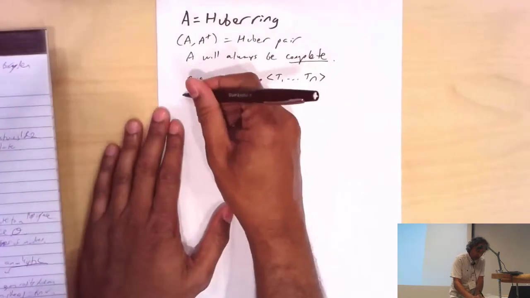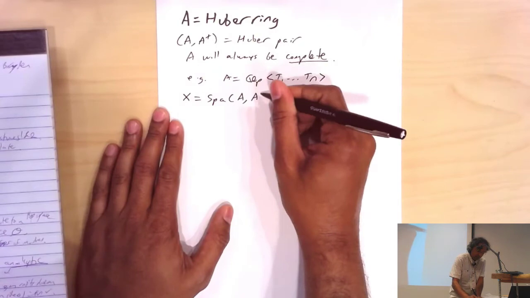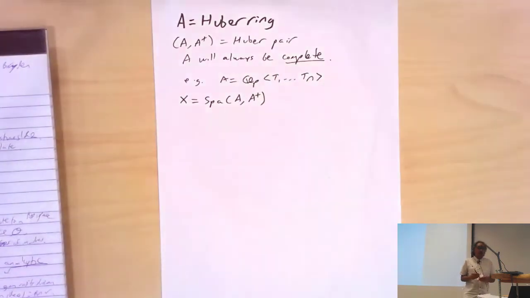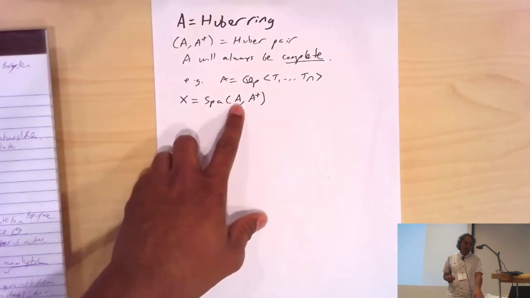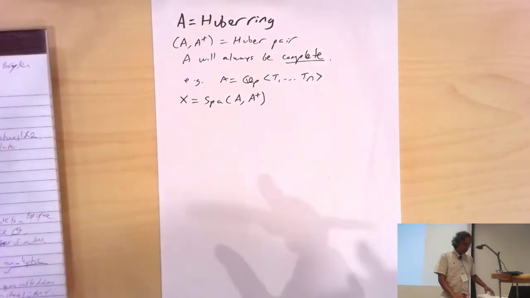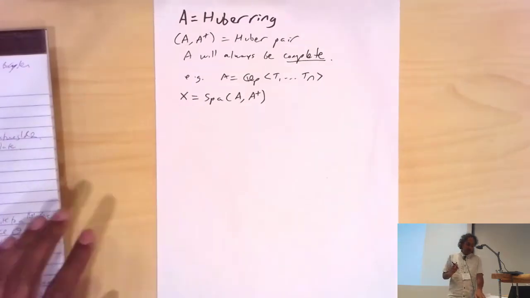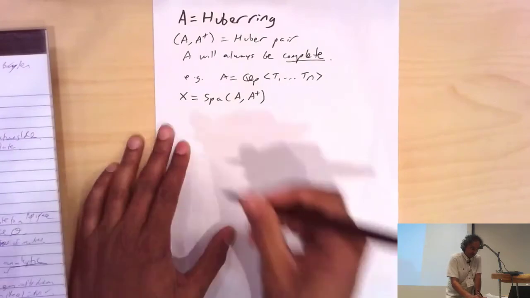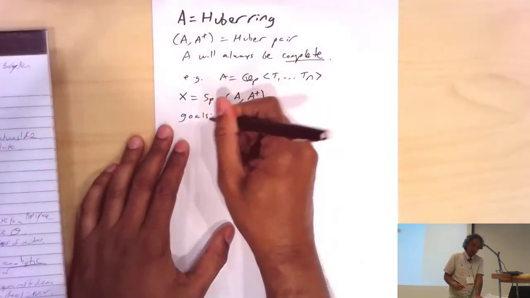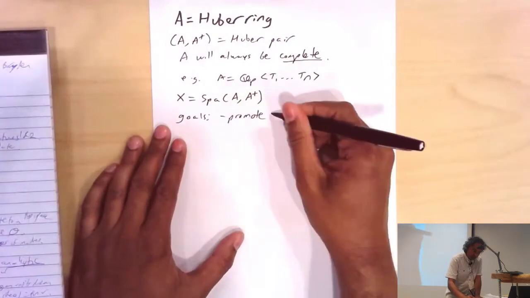So I will also reserve the letter X to mean this space Spa(A, A plus) that Jared introduced. So you take the continuous valuations on A, and then you impose this restriction that they are bounded by 1 on A plus. Okay? So right now, we have this as a bare set. So the goals for this lecture will be to promote this set to a topological space.